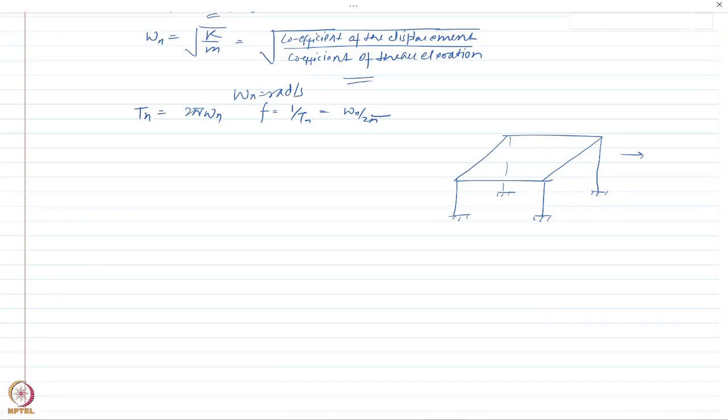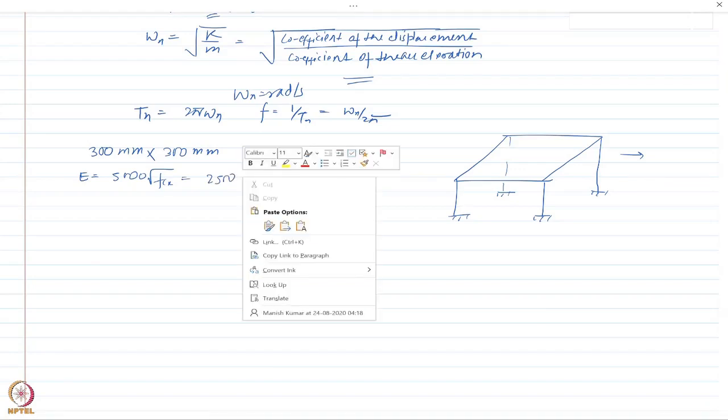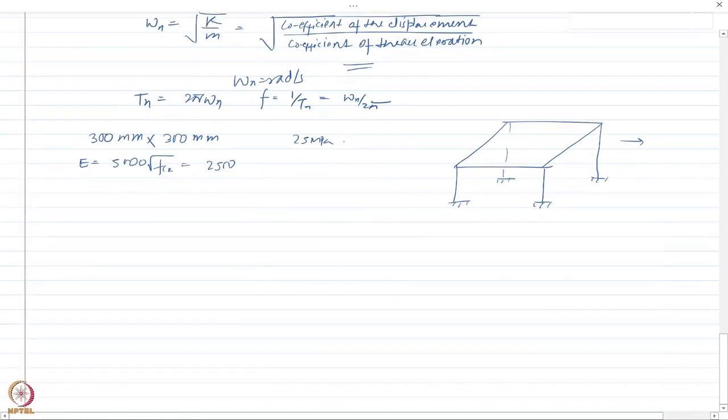So let us say there are four columns. A typical column could be 300 mm by 300 mm, and there are four of those, remember. E of concrete, let us say it is 25 MPa concrete. Remember that E is nothing but 5000 times under root fck. So I would get E as 25000 MPa.